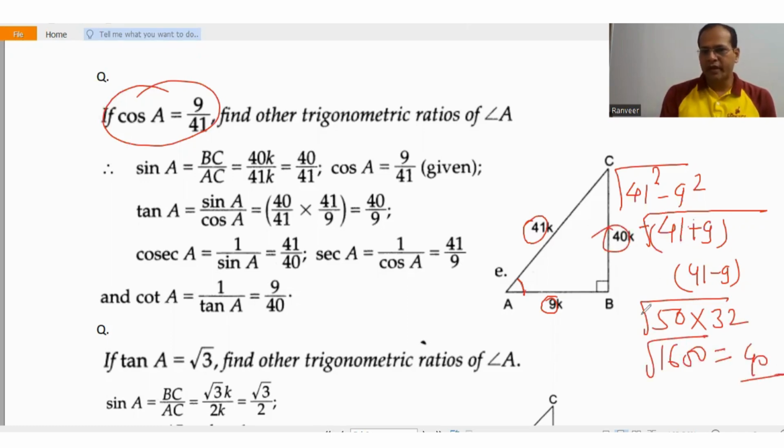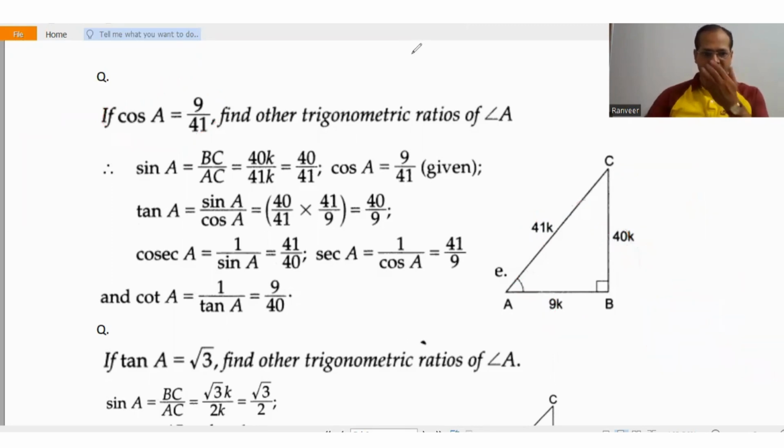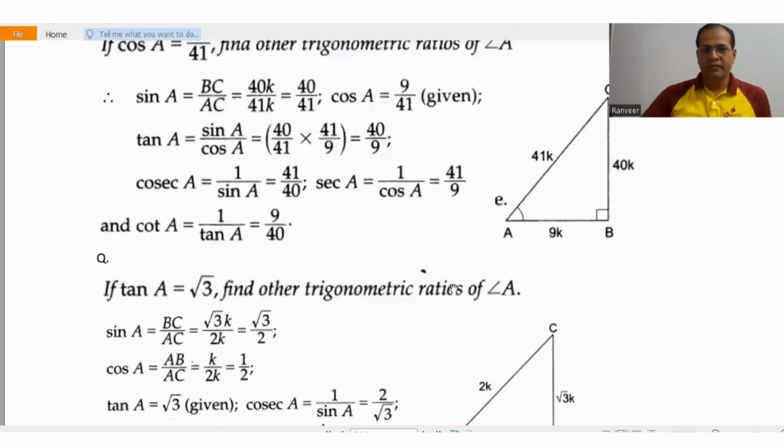After that, all the trigonometric ratios you can find out. Sin A is nothing but 40 by 41. Cos A is given, and tan A is nothing but, sorry, 40 by 9. So in this way, you can find all the trigonometric ratios. This is the easiest way that I told you.